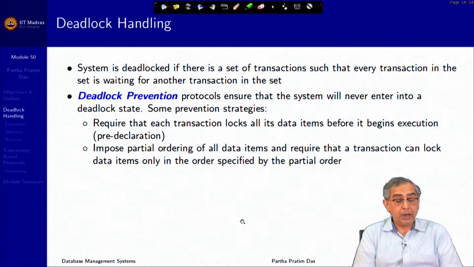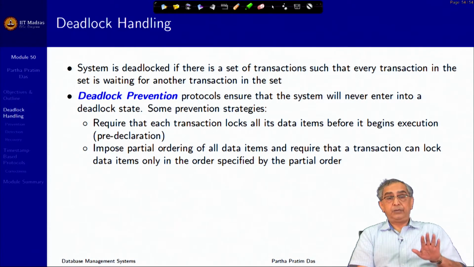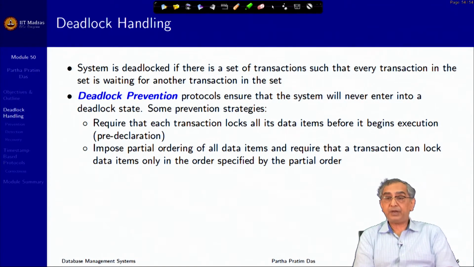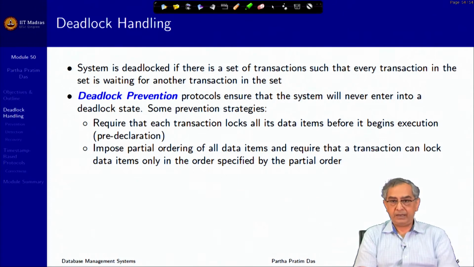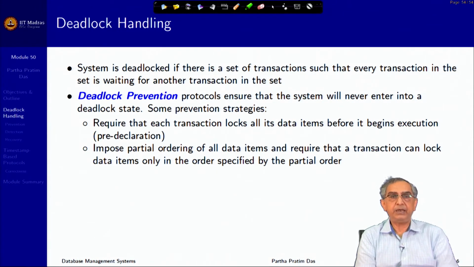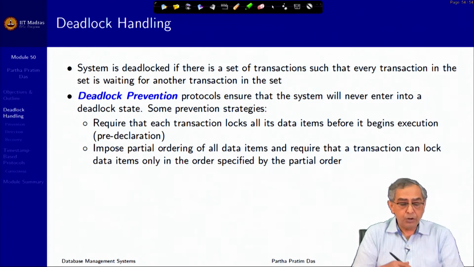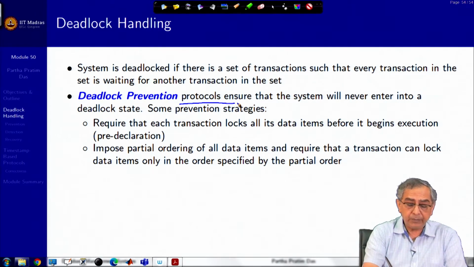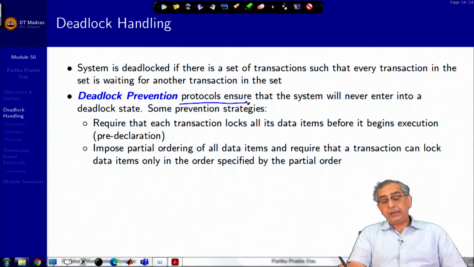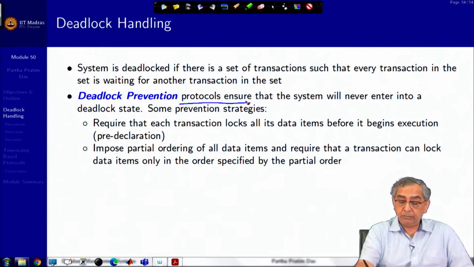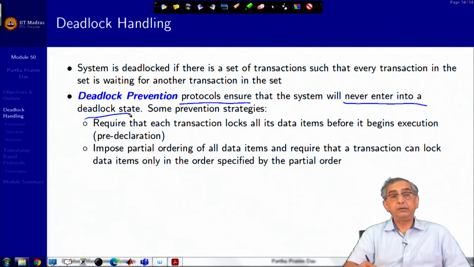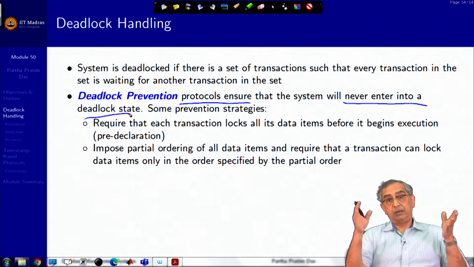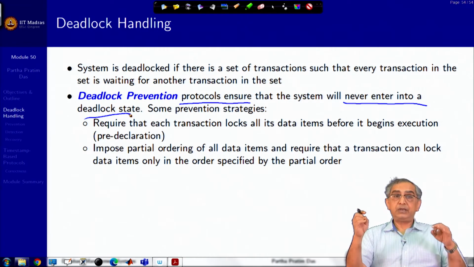Again just to remind you, a system is deadlocked if there is a set of transactions such that every transaction in the set is waiting for another transaction in the set, right. The simplest case can happen between two transactions, but it can happen between multiple transactions. So, deadlock prevention is a protocol that ensures the system will never enter into a deadlock state. Can we guarantee that? Can we do something to prevent the onset of the deadlock?